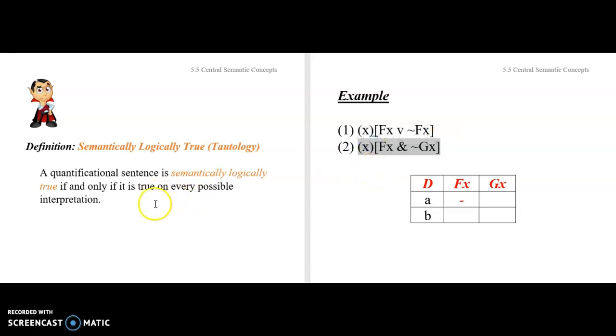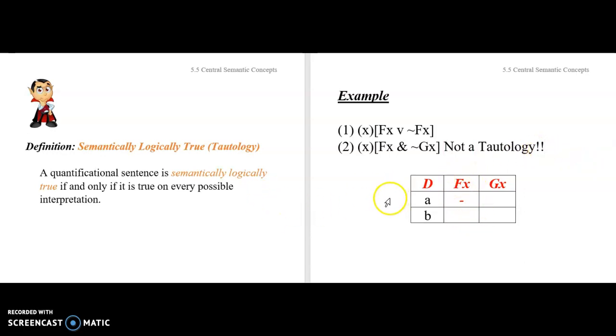And since by definition, a logical truth, a semantic logical truth, or a tautology has to be true on every possible interpretation, this sentence is therefore not a tautology, okay? And that's how you prove that a sentence is not a tautology, okay?